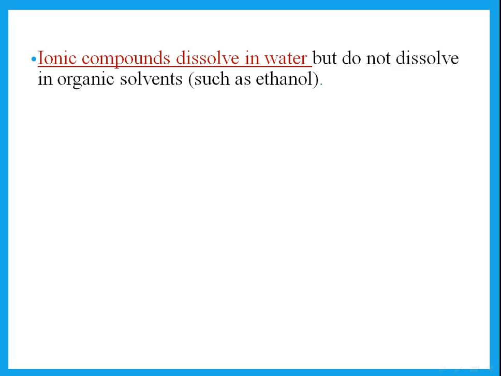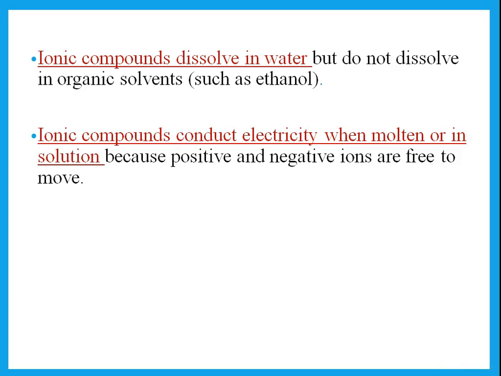Okay, if we're talking about physical properties of ionic compounds, we said they have high melting point and boiling point. Another one would be they dissolve in water, but not in organic solvents such as ethanol. Another one would be the fact that ionic compounds conduct electricity. Now, when do they conduct electricity? They conduct electricity only when molten or in solution. Remember, we said the word molten means I heat it until it melts. So if I have sodium chloride as a solid, it will not conduct electricity.